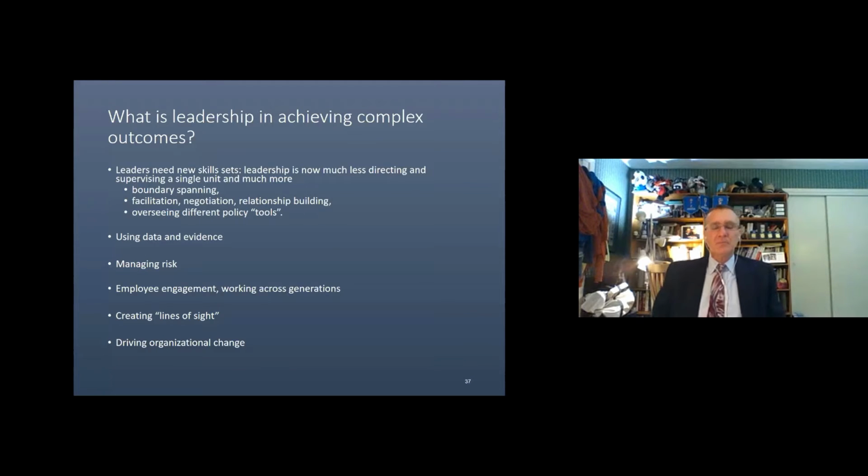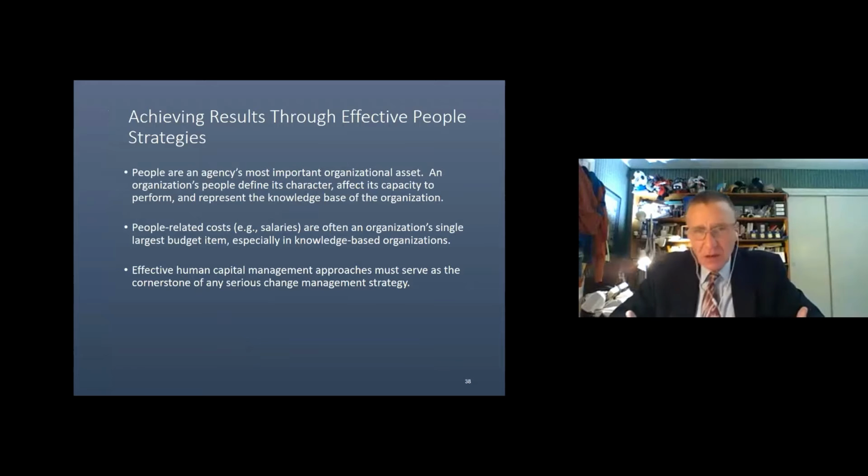Let me give you a more concrete example of what I'm talking about here. As we deal with people, obviously they're the most important asset that an organization has, especially in government today, where we're largely knowledge-based organizations. And so it affects our capacity to perform. Our knowledge base is all in our people.